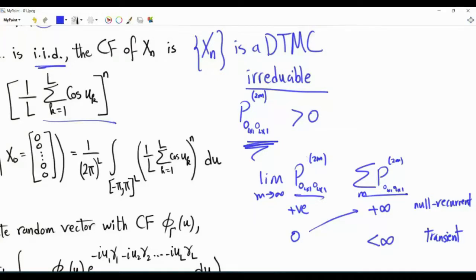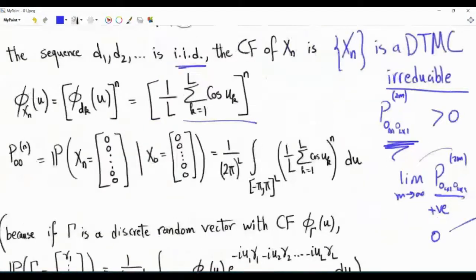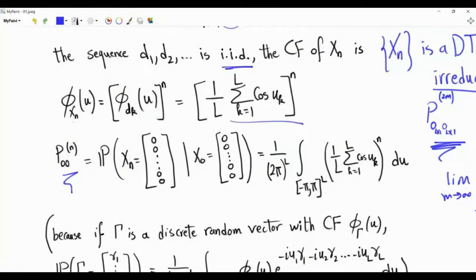Our investigation now will focus on computing the limit and the summation so that we are able to classify the origin. Once we do this, and because the chain is irreducible, then we know the class of each state. We are interested in this probability, but previously we have obtained the characteristic function. They are related through this integral. This integral is the inversion formula that allows us to obtain the probability given the characteristic function. If we use this integral here, we obtain the probability that x of n is the all zero vector, given that we start at the all zero vector, the origin of the L-dimensional space.